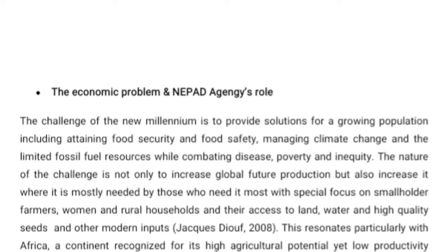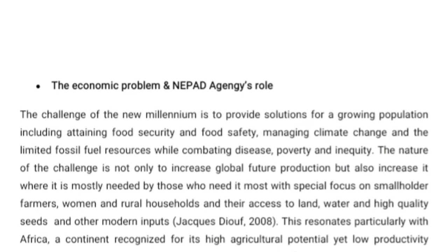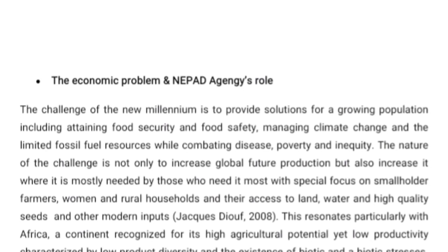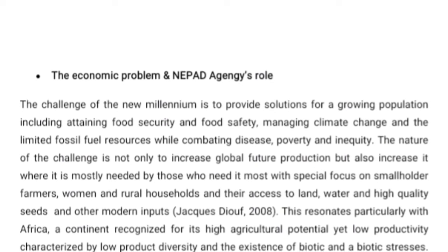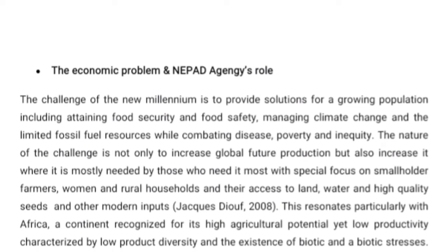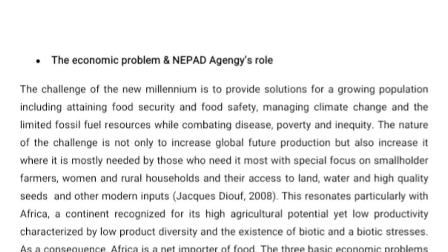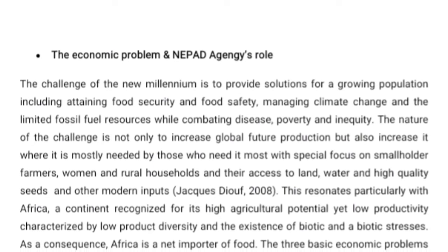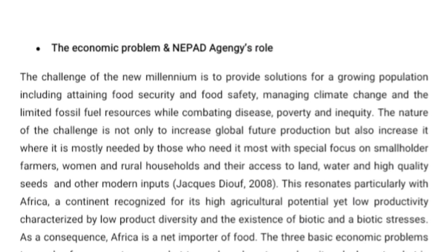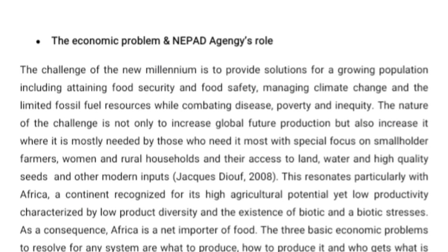This resonates particularly with Africa, a continent recognized for its high agricultural potential, yet low productivity characterized by low product diversity and the existence of biotic and abiotic stresses. As a consequence, Africa is a net importer of food.